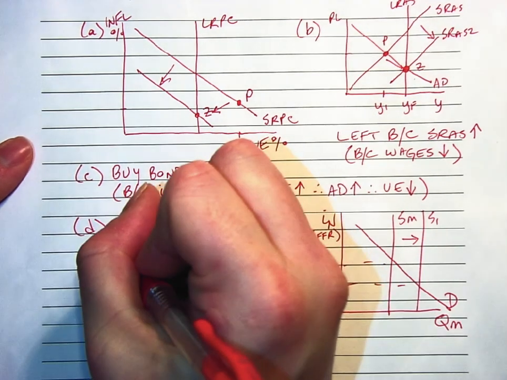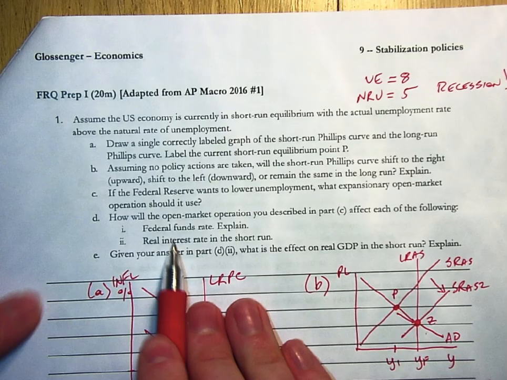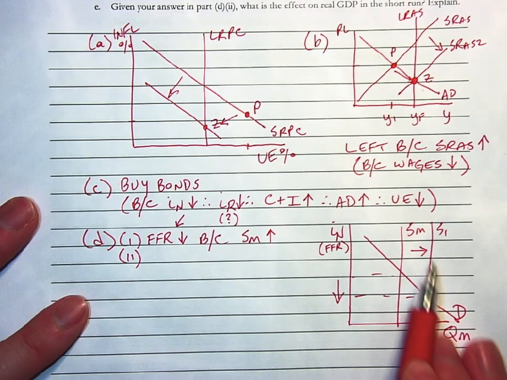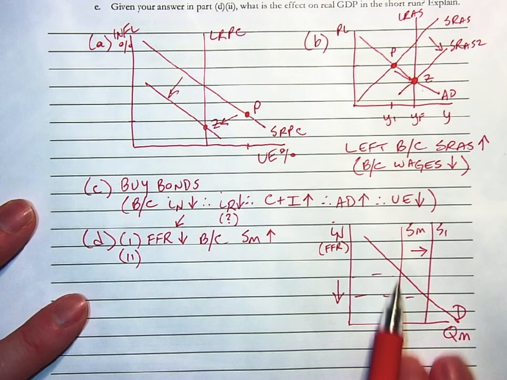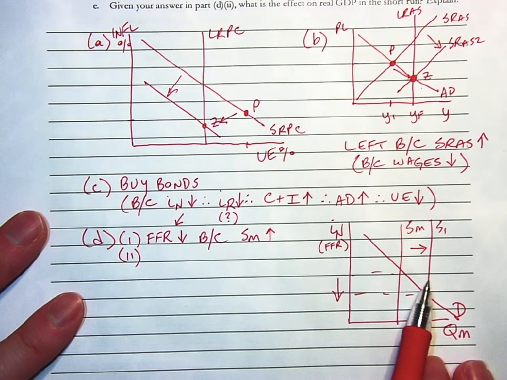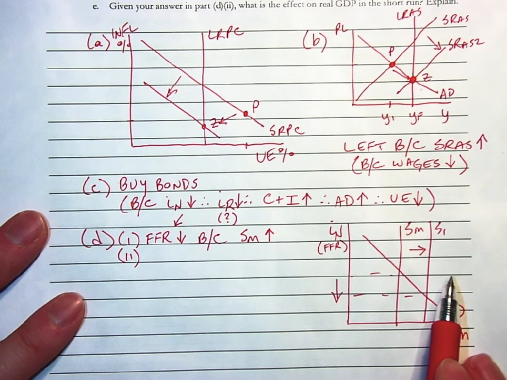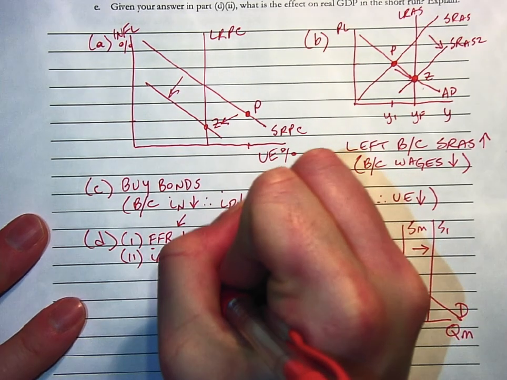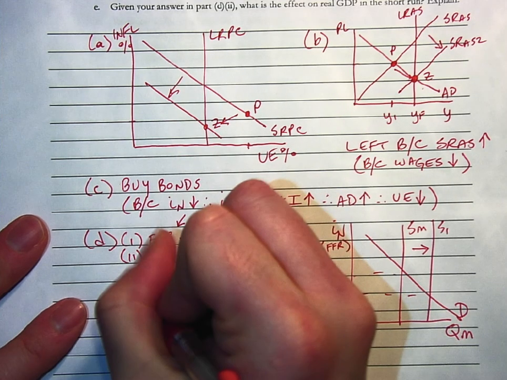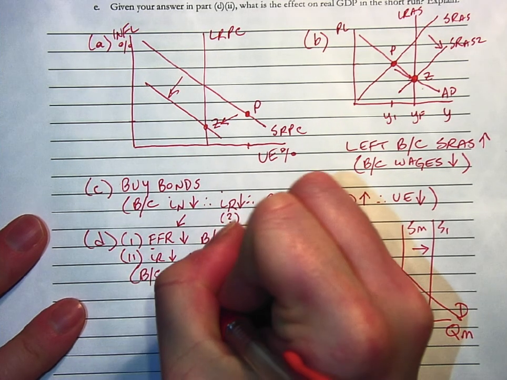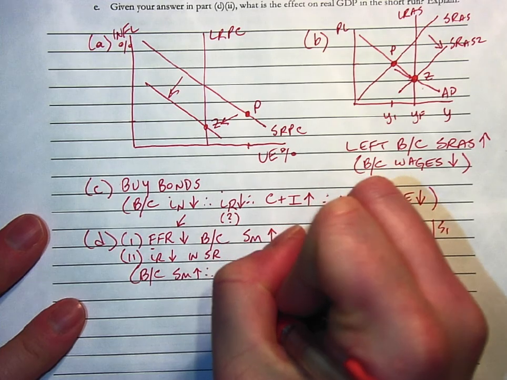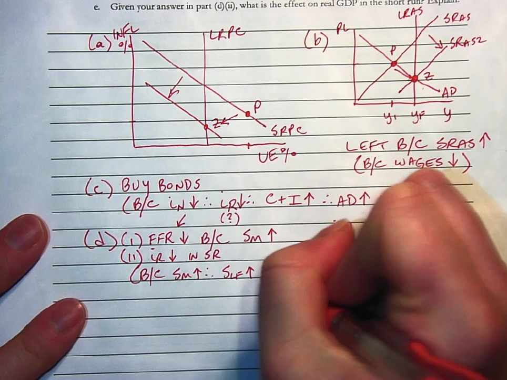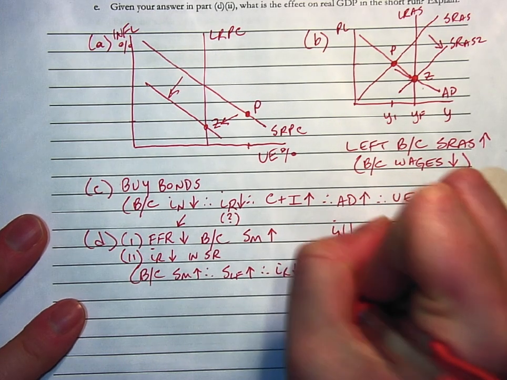Now part D2 says the real interest rate in the short run. So if there's more supply of money, that the Fed is creating more money and providing more reserves to banks, then the supply of loanable funds will increase. So the real interest rate should also decrease in the short run. And that's because the supply of money increased, so therefore the supply of loanable funds increased, so therefore the real interest rate went down.